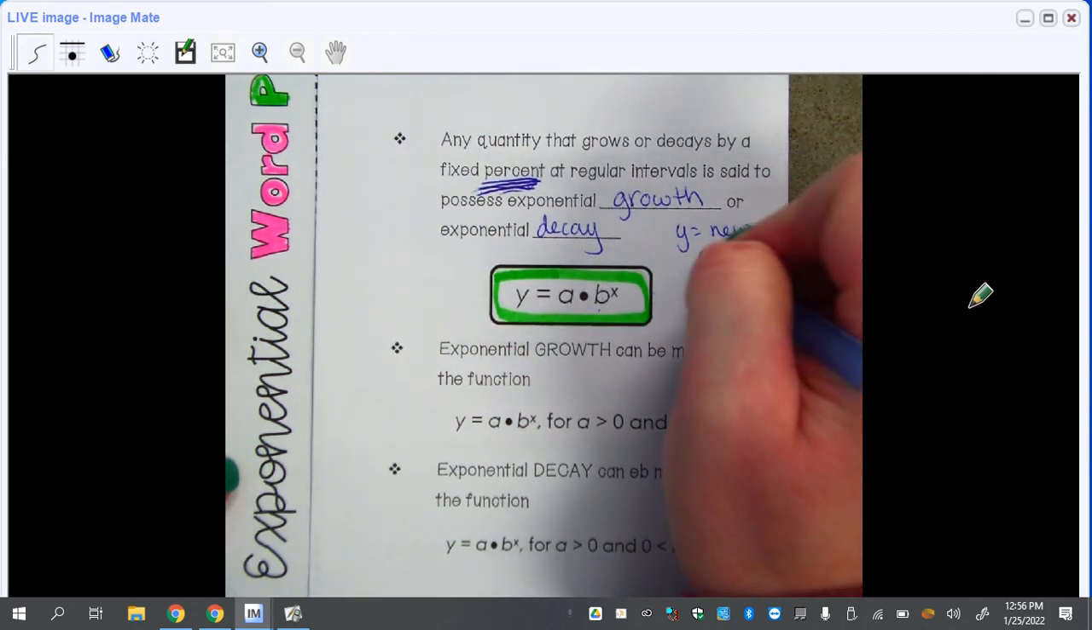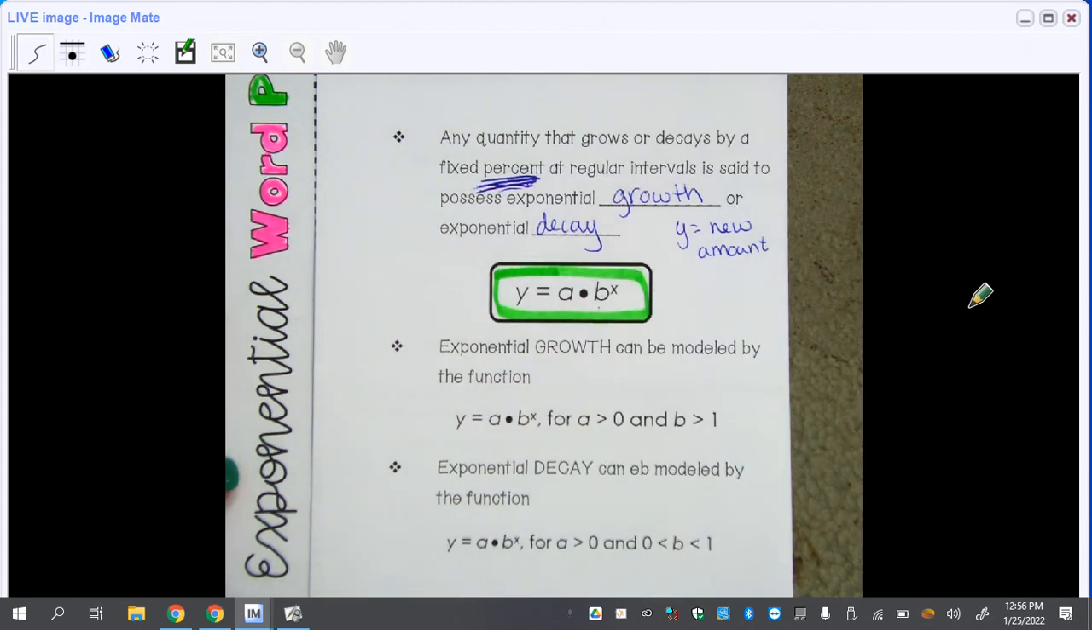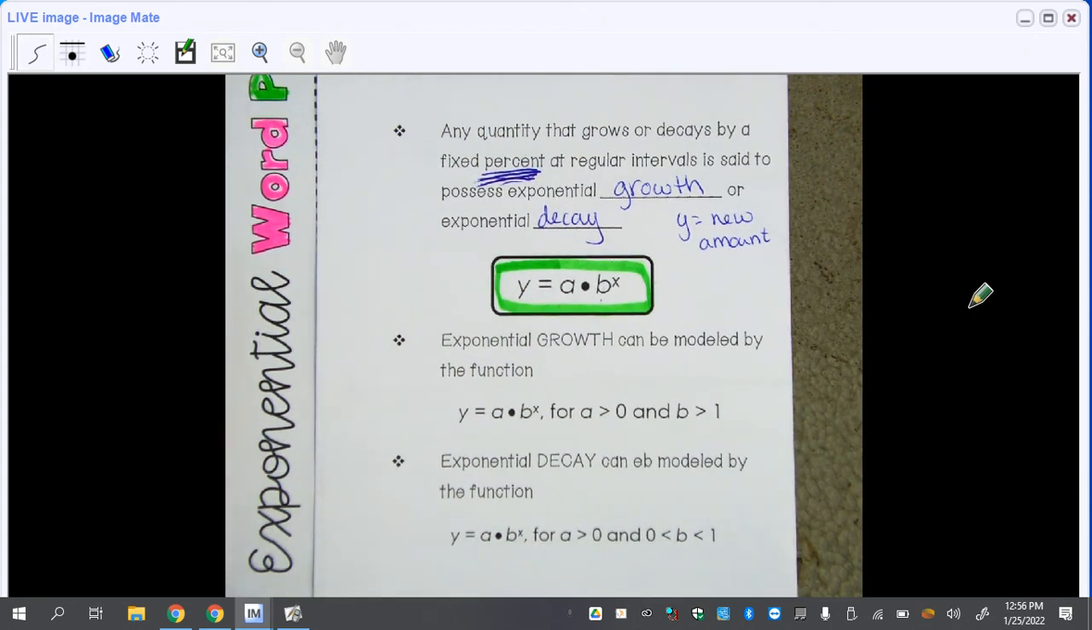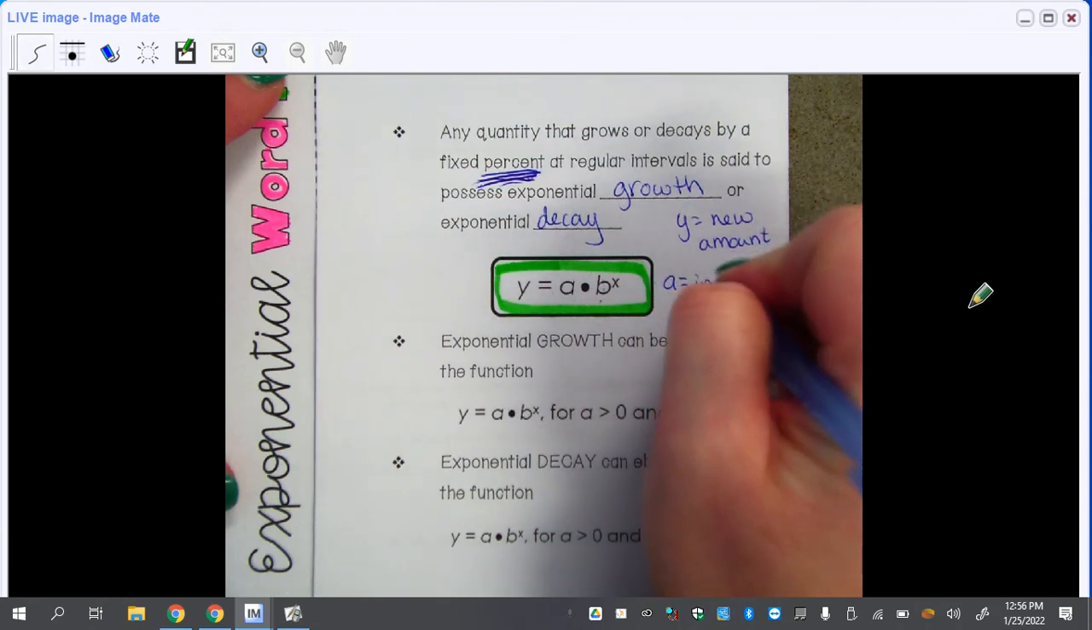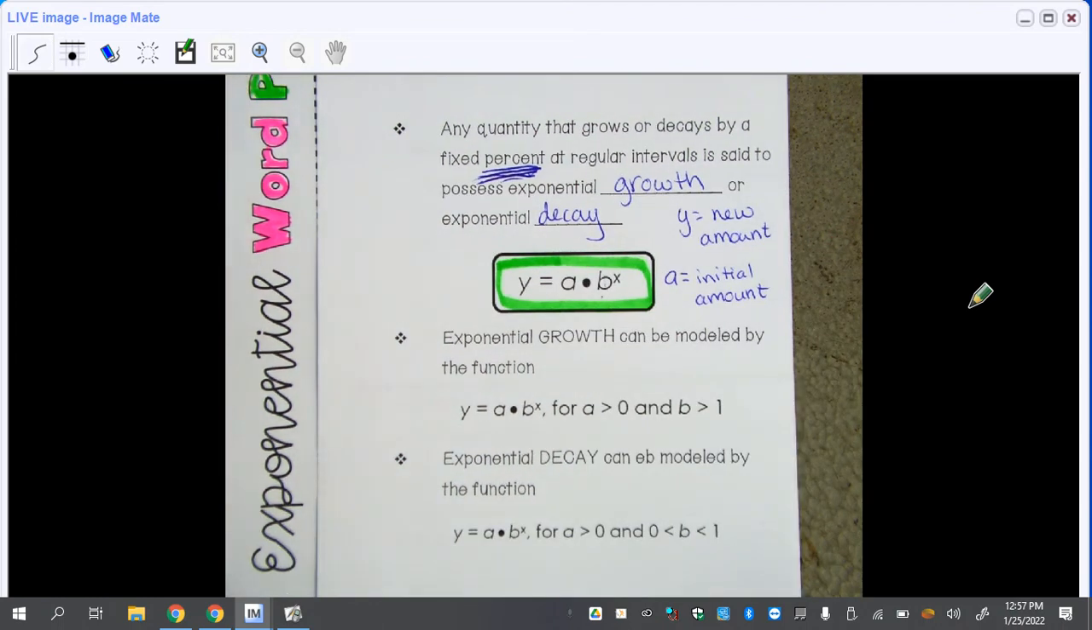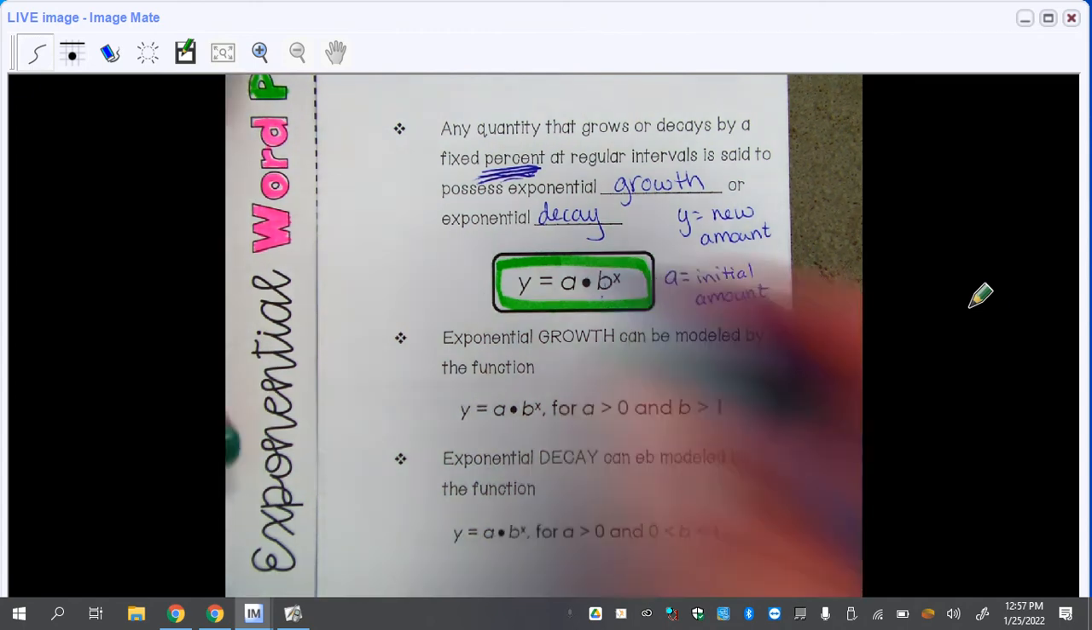Y is our new amount, just like it was for your word problems last week. It's still representing your new amount, whether we're dealing with investments in a bank account, or bacteria, or some kind of radioactive substance. That is always your new amount. A is still your initial amount. How much did we start with? How much money did we invest in our bank account? How much of the bacteria did we start with? How many animals in the population? Whatever the situation is, A is that initial amount.